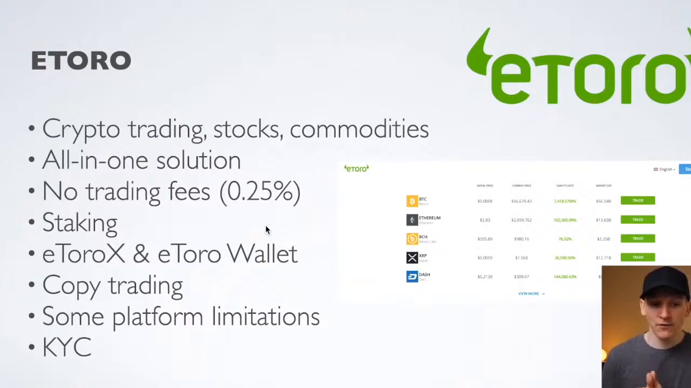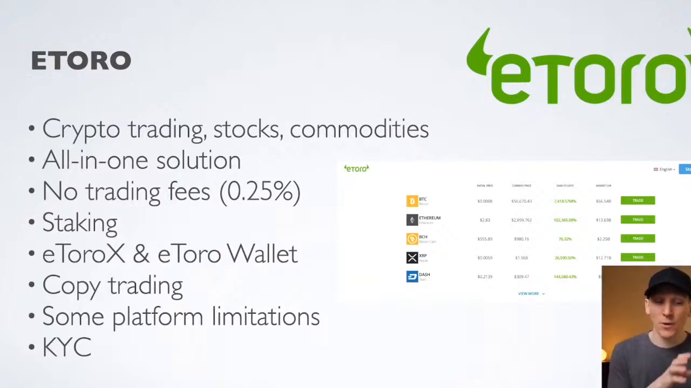You don't have any trading fees here, but they take some money out of the spread. I'll explain what the spread is later on in the video, but you should be paying maybe 0.25 or 0.3%, something like that. Depending on how big the spread is, you can even be paying as low as 0.1. So I think overall their fees are competitive. You won't be paying any fees on top. They'll take those out when you trade. And you can do staking on eToro.